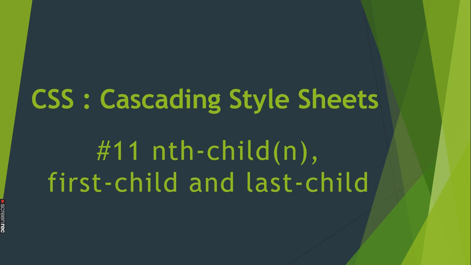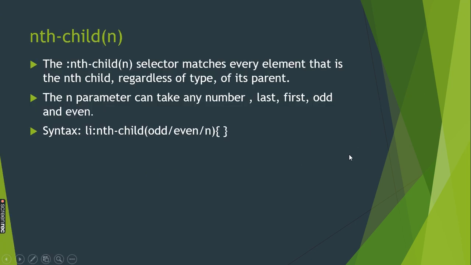So let's see. I have chosen three selectors: nth-child, which has one parameter that I will explain, then first-child and then last-child. So let's start with nth-child, then we'll go for first-child and last-child. The nth-child selector matches every element that is the nth child.